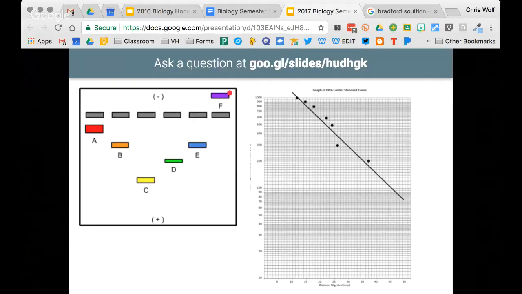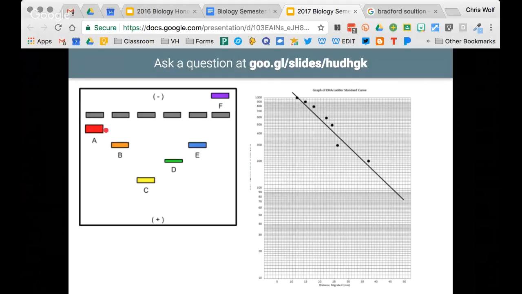It went backwards because the charge is what moves the molecule through the gel. If the molecule had no charge, it would stay in the wells that we pipette them in because there's nothing attracting it or pushing it or pulling it to one of the sides. So big molecules move slow, small molecules move fast.